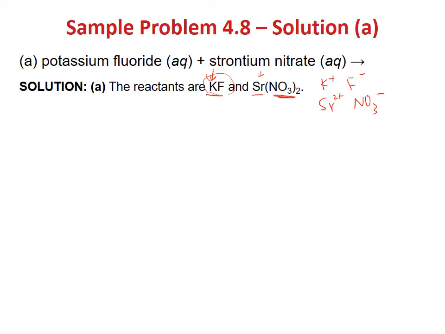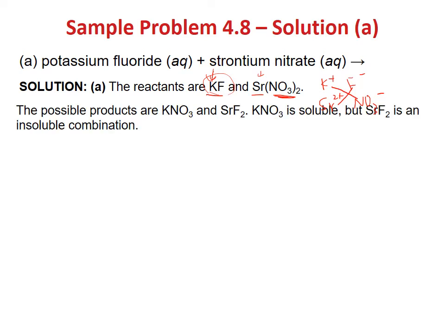So the product would exchange the ions. So potassium with nitrate, fluoride with strontium. So the possible product would be potassium nitrate, strontium fluoride. So now we look at the solubility rules. Again, this is a group 1 metal cation, and this is a nitrate anion, so this salt should be highly soluble. Now this one is a fluoride, and we know fluoride with strontium is insoluble, and therefore this is an insoluble combination. So the reaction will have a precipitate, that's strontium fluoride.